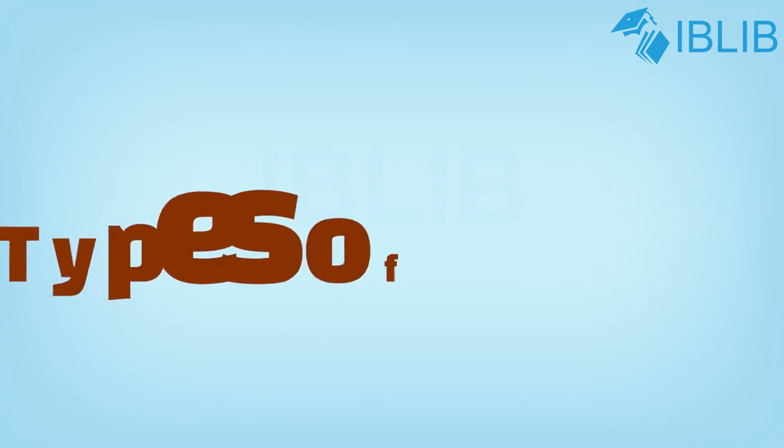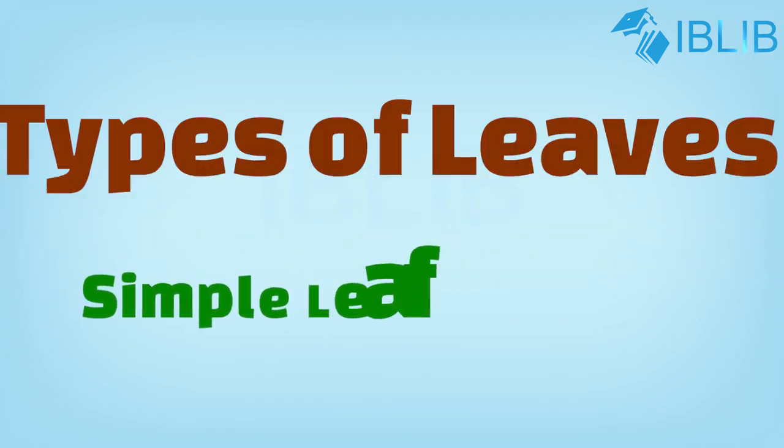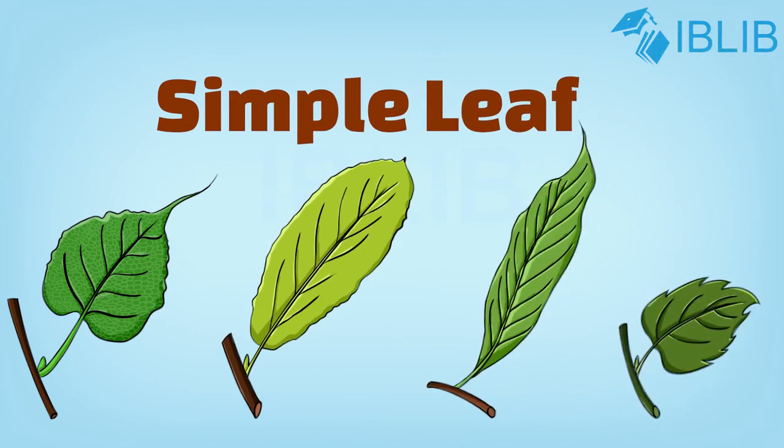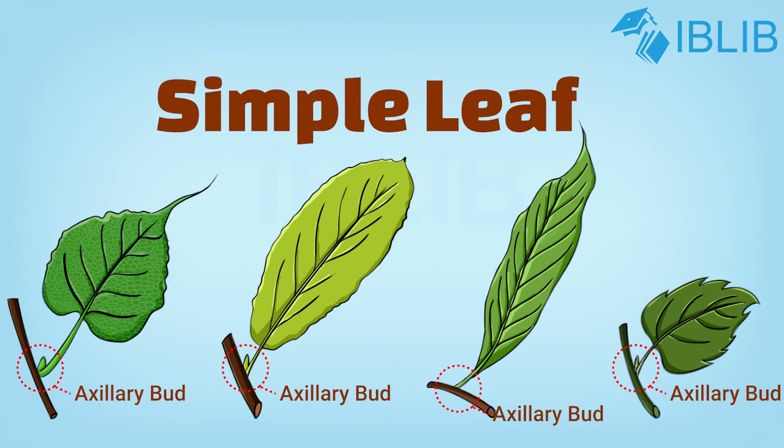Now comes types of leaves. There are two types of leaves. Simple leaves and compound leaves. Simple leaf. A simple leaf has a single leaf plate. It has an axillary bud. Now what is axillary bud? Axillary bud is a small green protuberance arising from the axil. The angle between the stalk of the leaf and the stem is called axil. The examples of simple leaves are peepal, guava, mango and hibiscus.